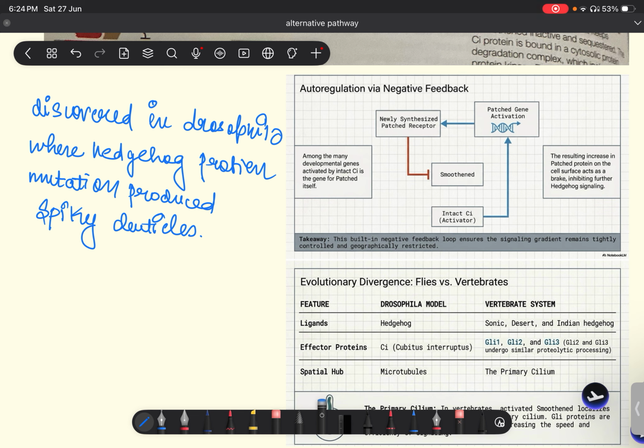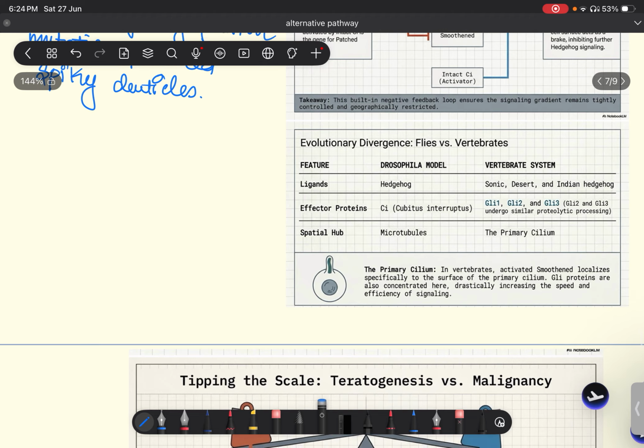So what happens if you have intact CI a lot, right? It will go and help in patched gene activation, and therefore newly synthesized patched receptors would be there, which will therefore inhibit the pathway, right? It's very important, right? Because if there is a lot of cell proliferation, or if there is no proper signaling, then it can be cancer causing, right?